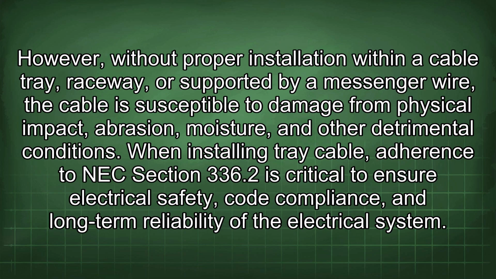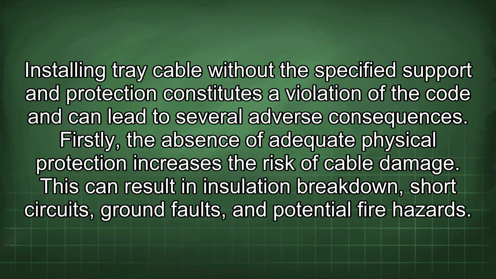When installing tray cable, adherence to NEC Section 336.2 is critical to ensure electrical safety, code compliance, and long-term reliability of the electrical system. Installing tray cable without the specified support and protection constitutes a violation of the code and can lead to several adverse consequences. Firstly, the absence of adequate physical protection increases the risk of cable damage. This can result in insulation breakdown, short circuits, ground faults, and potential fire hazards.